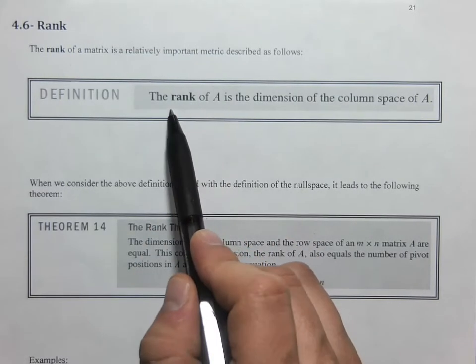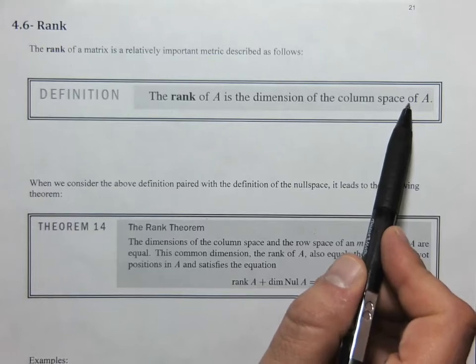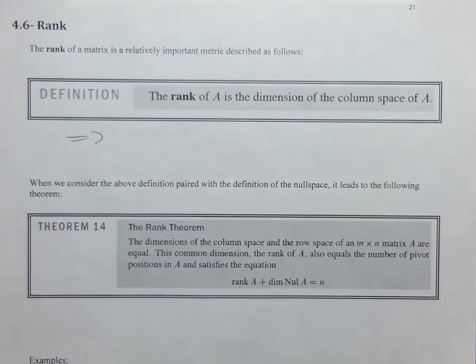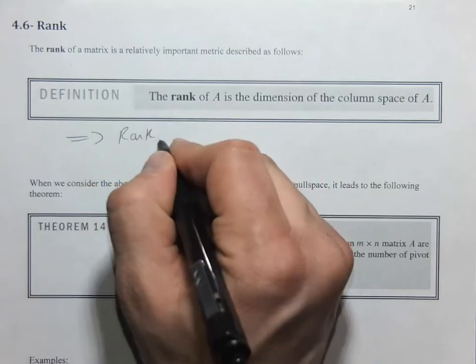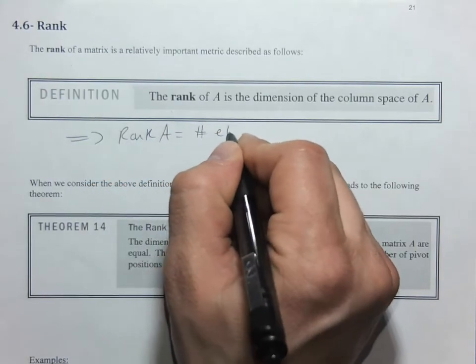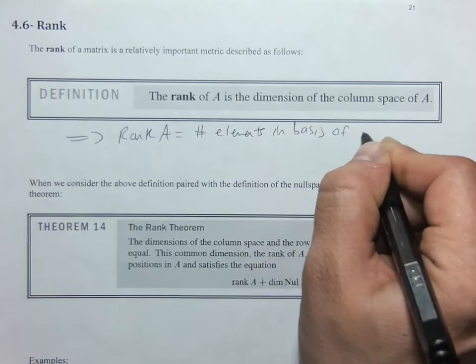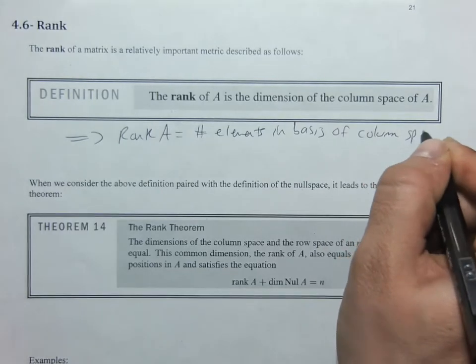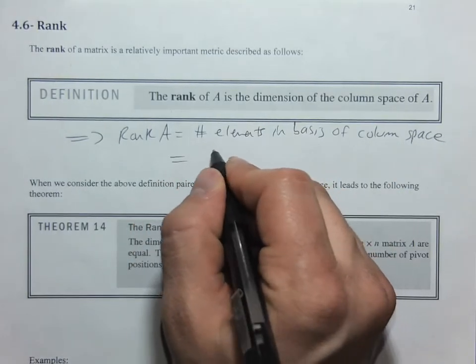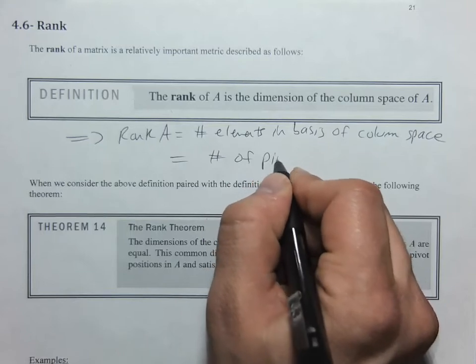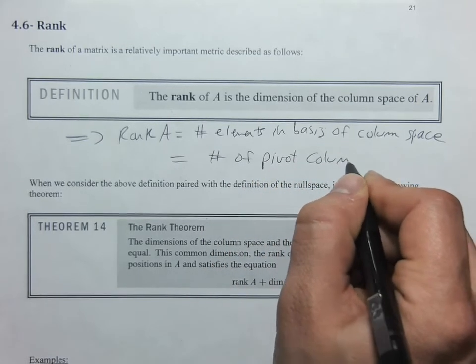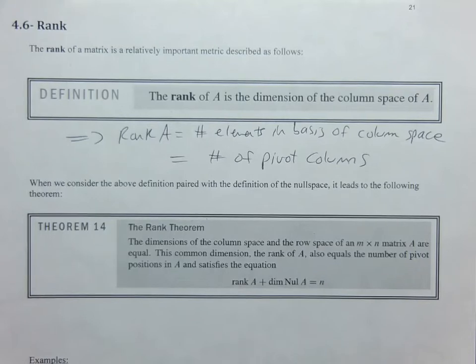Like it says, the rank is the dimension of the column space of A. And what we just said in the last section, another way to rephrase this is that it's the number of elements in the basis for the column space, which we also said was the number of pivots, the number of pivot columns, right? Hopefully you're seeing by this point in the course that so many things in linear algebra are just tied together, and you can say the same thing a million different ways. That's what the invertible matrix theorem is all about, really just tying all those different things together.